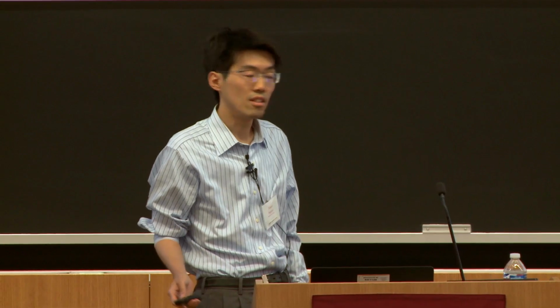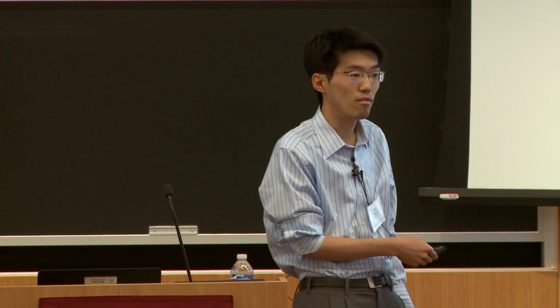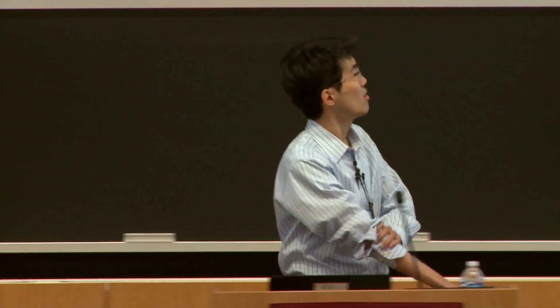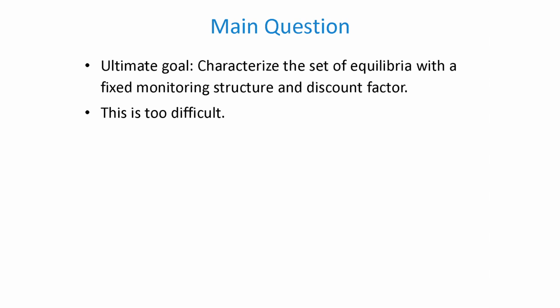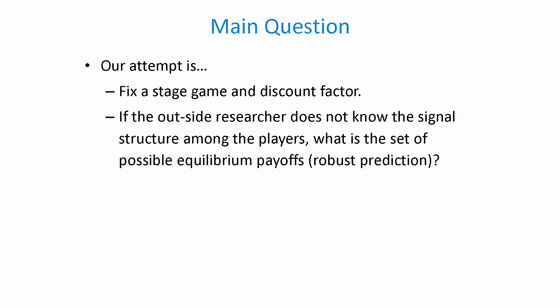Okay? So apart from this history dependence, this is a fairly standard model of private monitoring, I would say. Okay? So the ultimate goal that we would love to obtain is to characterize the set of equilibria with a fixed monitoring structure and fixed discount factor. But this is too difficult, at least for me and Alex, unfortunately. So our attempt is to answer the following question.